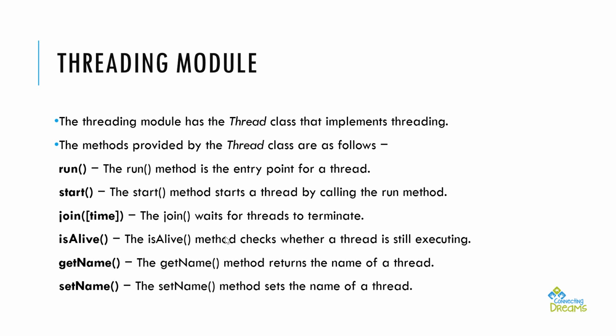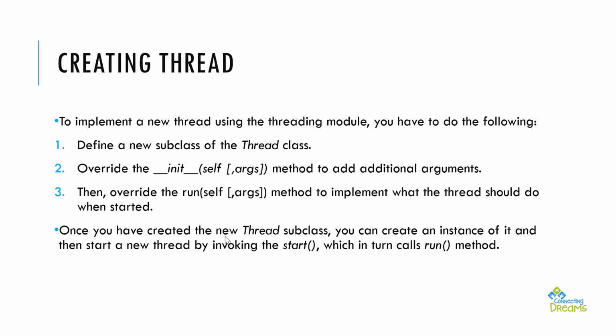The first is the run method, which is like the entry point for a thread. Next is the start method, which starts a thread by calling the run method. The third method is join, which waits for the thread to terminate. Another method is isAlive, in case you want to check whether a thread is still executing or it's terminated. Next method is getName, if you want to return the name of a thread. And finally, we have setName, if you want to set the name of a particular thread.